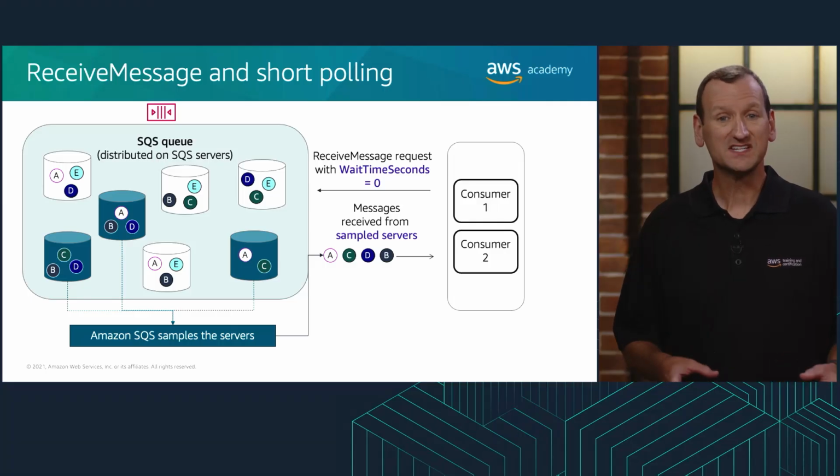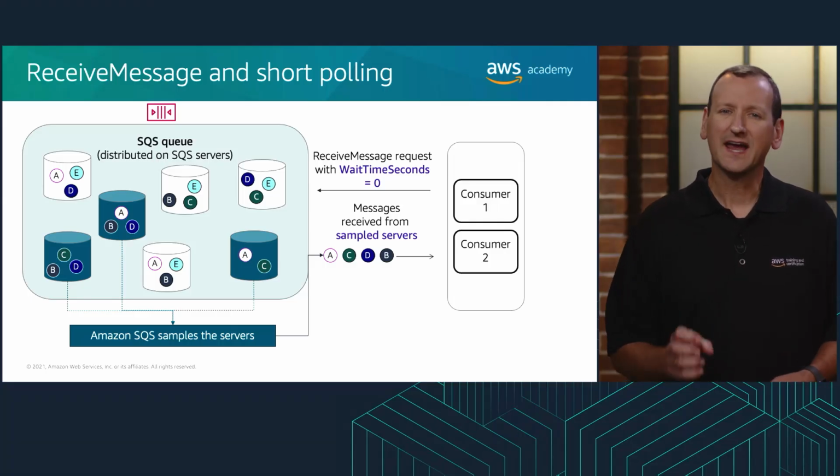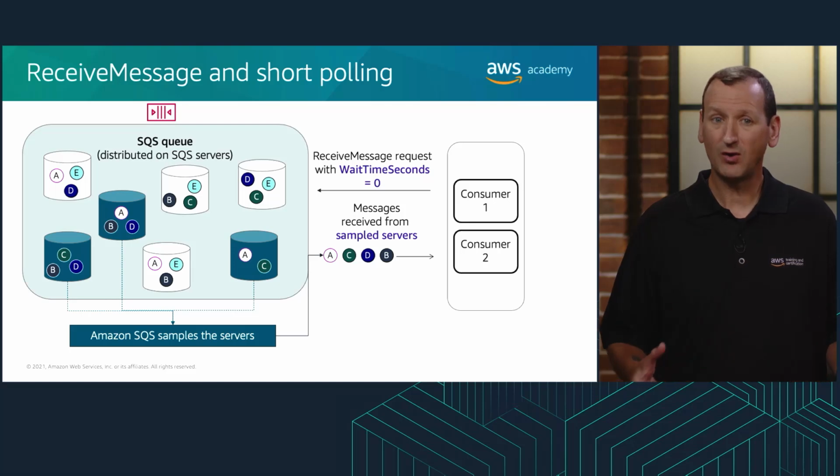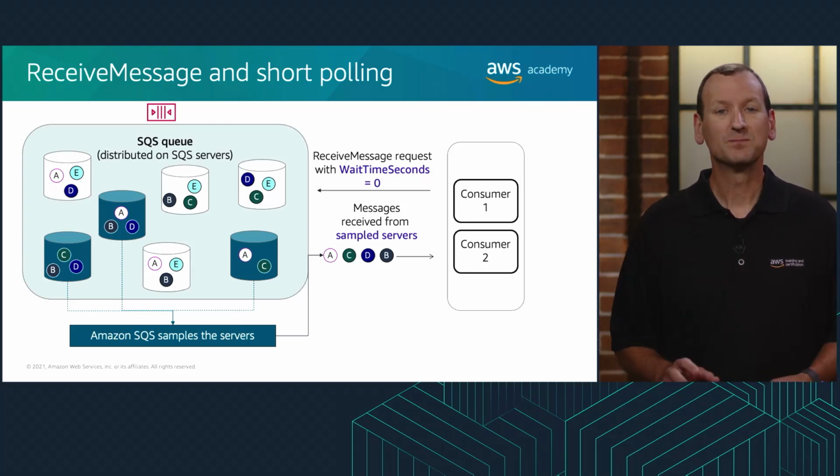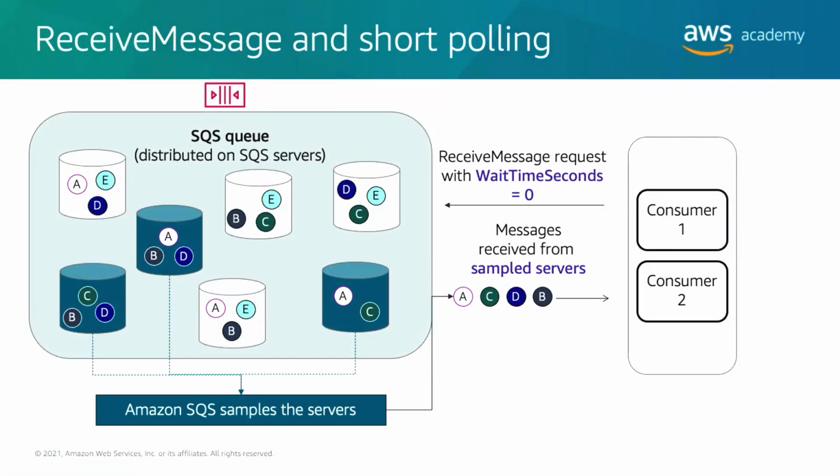Remember, consumers use a polling model to retrieve messages from an SQS queue. By default, when you make a receive message API call, Amazon SQS performs short polling, in which it samples a subset of SQS servers. Amazon SQS immediately returns only the messages that are on the sampled servers. In this example, short polling returns messages A, B, C, and D, but doesn't return message E.